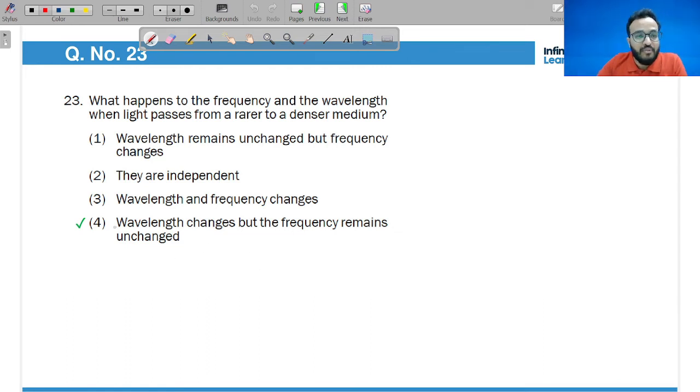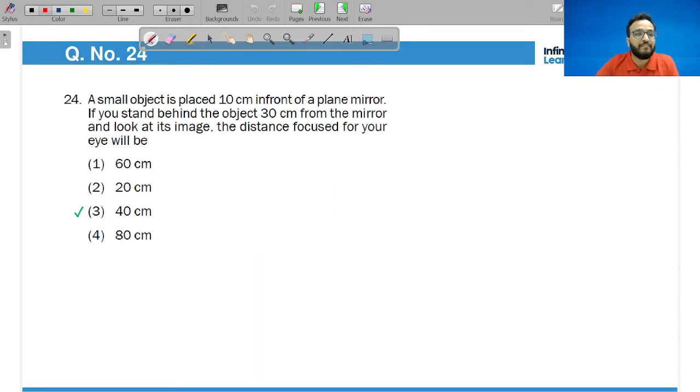Question number 23. Obviously, everybody knows whenever wave travels from one medium to another, its frequency remains constant, but its velocity and its wavelength, they change. Okay? Doesn't matter whether it's going from rarer to denser or denser to rarer. If it changes its medium, its frequency remains constant, speed and wavelength changes.